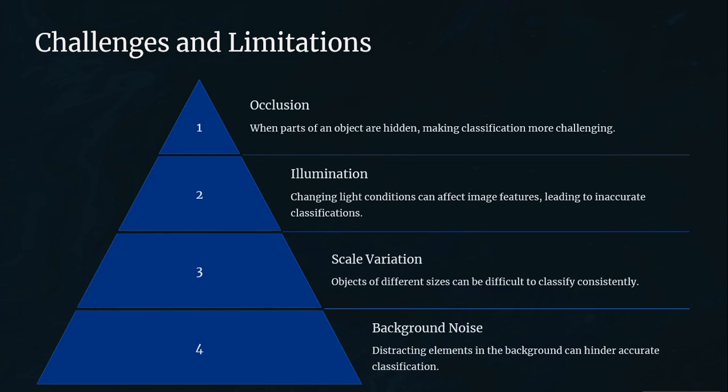Occlusion: where parts of an object are hidden, making image classification more challenging. Illumination: changing light conditions can affect image features, leading to inaccurate classification. Scale variation: objects of different sizes can be difficult to classify consistently. Background noise can also be a problem. Distracting elements in the background can hinder accurate classification.